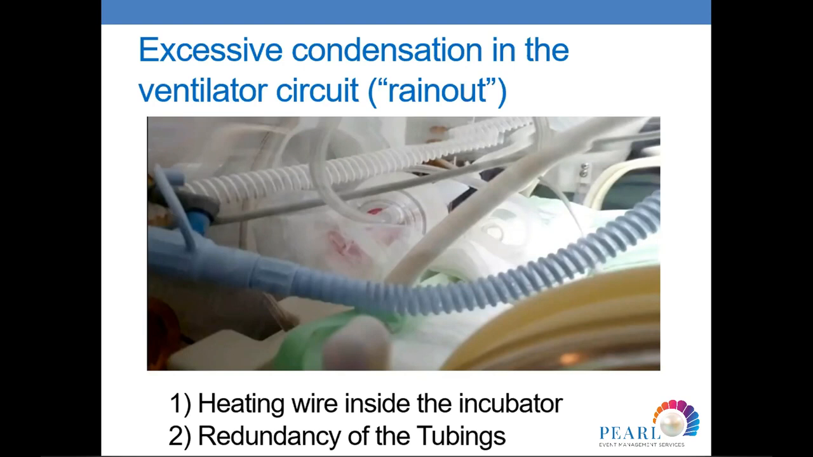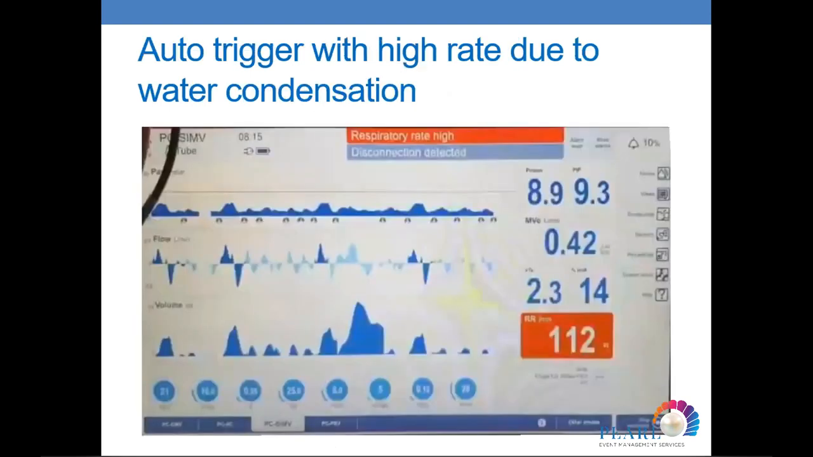And what's the other point? This is the most important, and we suffered a lot before we discovered it. The heating wire should not be in the incubator. If the heating wire is in the incubator, the incubator is already heating, so what will happen? It will cause more heat and heat and heat. There will be more condensation of water. So the heating wire should be outside the incubator. So this is how auto-trigger looks.